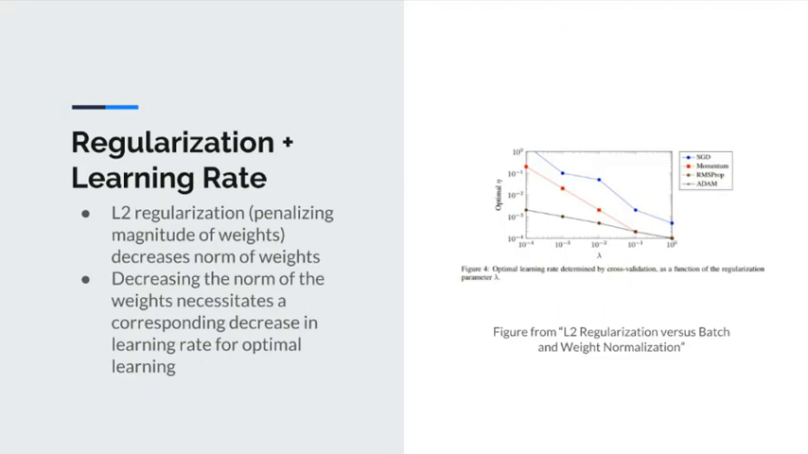Finally, let's look at the relationship between L2 regularization and your learning rate. The use of L2 regularization penalizes the magnitude of the weights of your model, and in doing so, decreases the average norm of the weights. When you decrease the norm of your weights, you need to correspondingly decrease your learning rate for optimal learning.